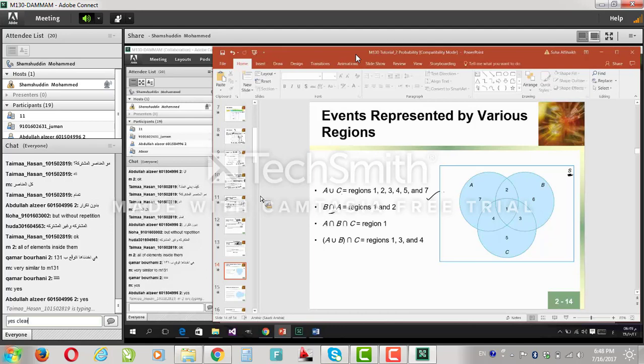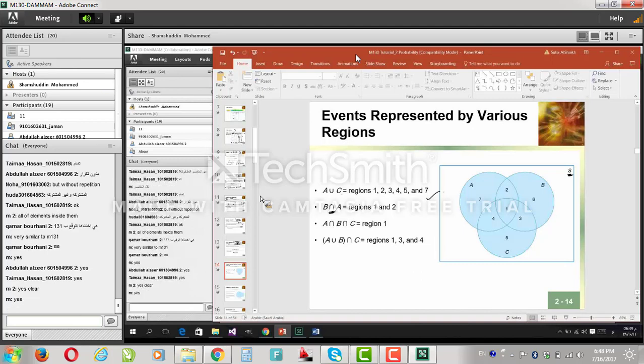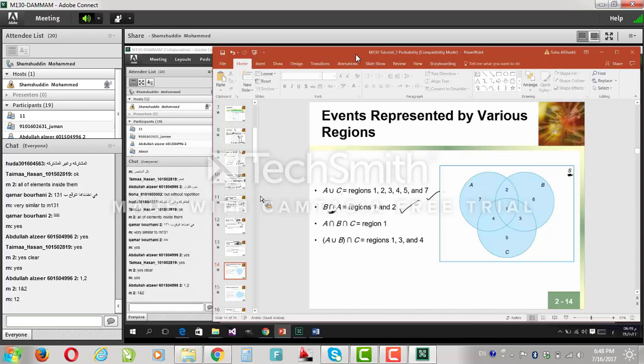And what about B intersect A? You must know those symbols. You must know how to read them. B intersect A means the common elements between B and A. What's common between B and A? It's 1 and 2. So in between B and A I have 1 and 2.